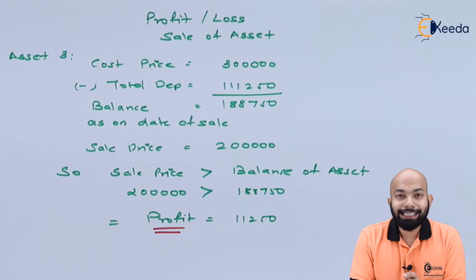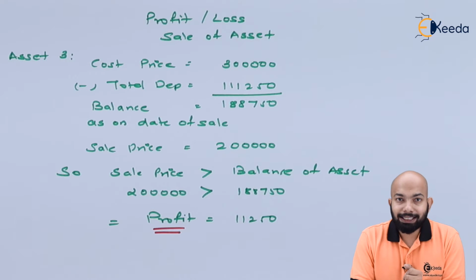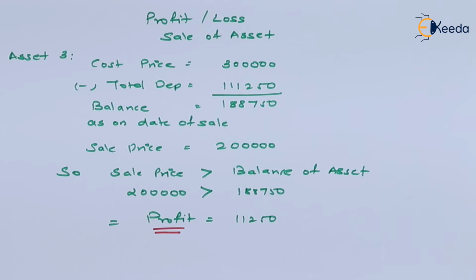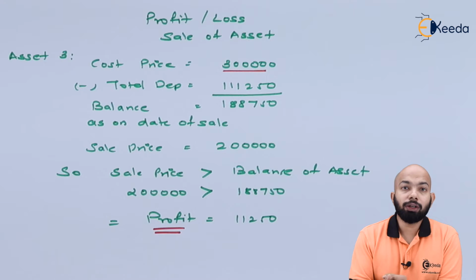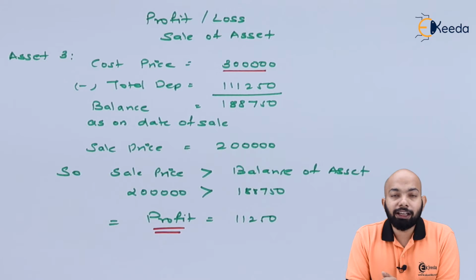So as you can see, we have completed the working of calculation of profit and loss. Now, the cost price of this specific asset, that means asset number 3, was rupees 3 lakh, which we have mentioned down here. Total depreciation has been 1,11,250. That means if you subtract this much depreciation from the actual cost price of the asset, the total value as on the date of the sale would be 1,88,750.